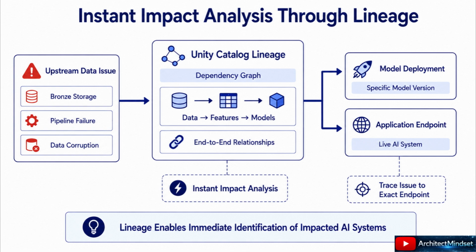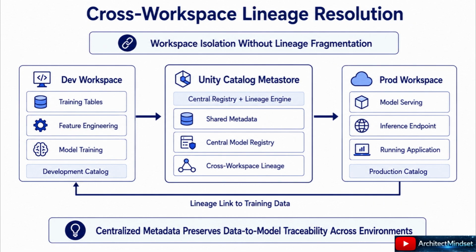If a data pipeline breaks or a data corruption error is discovered upstream in a bronze storage block, you don't have to guess which AI endpoints are impacted. You look at the dependency graph, run an instant impact analysis, and trace the thread directly down to the running application version. Enterprise architectures often isolate dev, staging, and prod environments into separate workspaces. Now, because the registry is centralized in the Unity Catalog metastore, a model running inference in a production workspace retains its lineage link back to the training tables located in a development catalog.